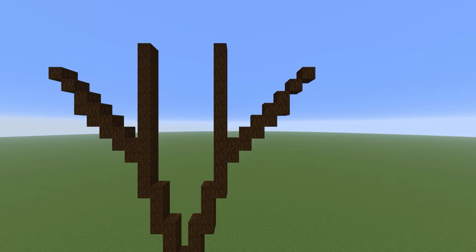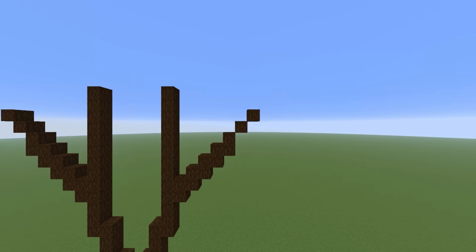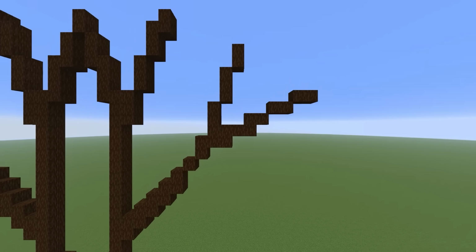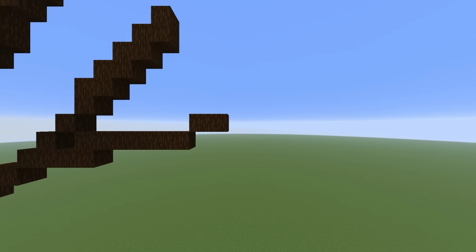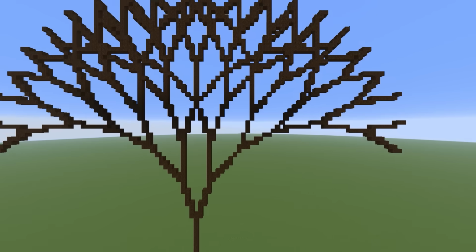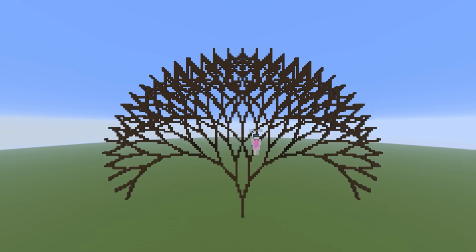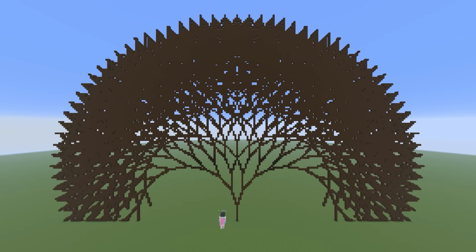To explain what recursion is, let's use the example of a tree. At each branch of a tree, two more branches are created. At each one of these branches, another pair of branches are created, and so on. This is why we get repeating patterns in fractals, and shows how we can use recursion to create them.